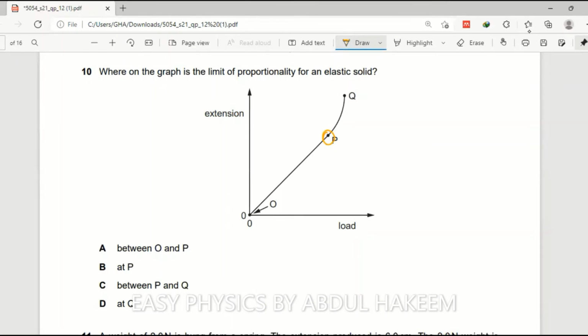The limit of proportionality is the end of Hooke's law, and the elastic limit is the end of the elastic behavior. So here, the question is the limit of proportionality. So the end of the straight line. So definitely B is the answer, at P.